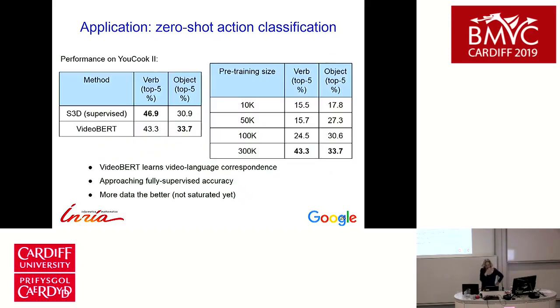Then if you look at an evaluation, as I said before, we have this data set for which people have actually annotated the verbs and the objects manually. So we can take our 3D convolutional features and a fully supervised approach to train. That's the top row. We get 46 and 30 for verbs and objects. Then we can use our VideoBERT model, which is completely unsupervised. We just take the videos from the web and don't annotate anything. And what is very nice is that the performance is comparable. That's quite surprising.